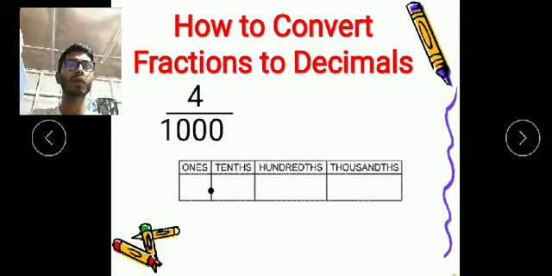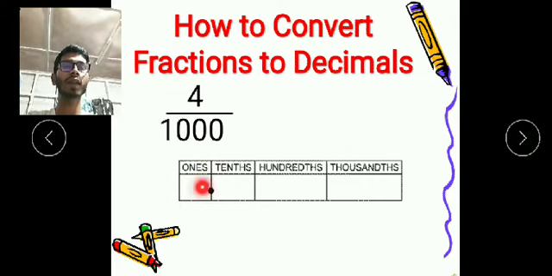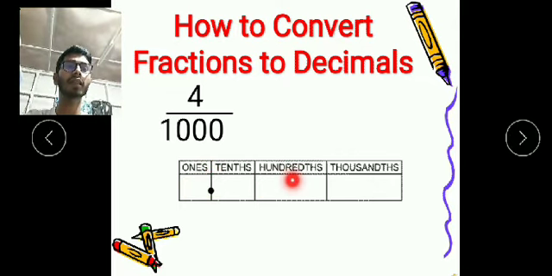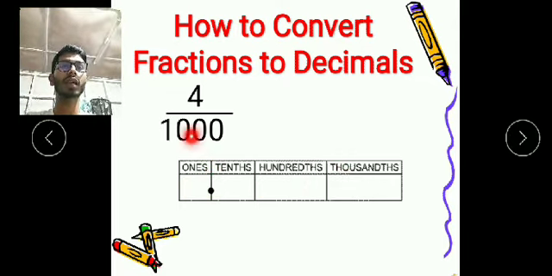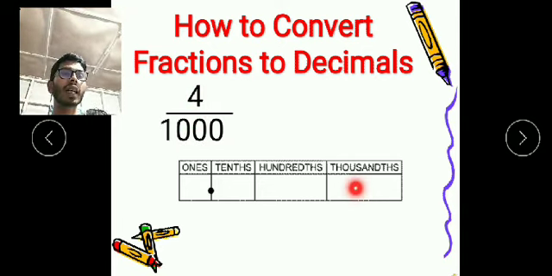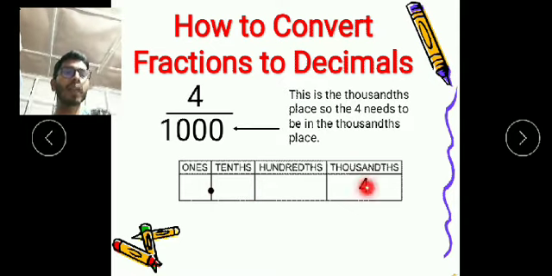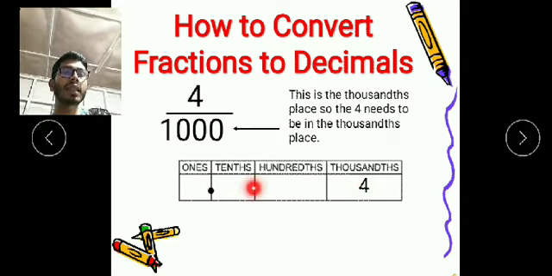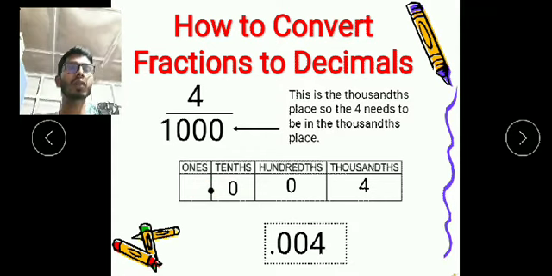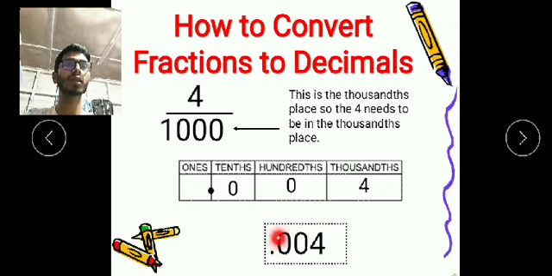Let us take one more. 4 by 1000. Same here, to the left of the point is ones, and to the right are 10th, 100th and 1000th. Now the 1000th place number is 4, so this 4 we write here, and the remaining empty places we put as 0. So you can see we add 4 and these vacant places are written as 0. So the answer will be 0.004.